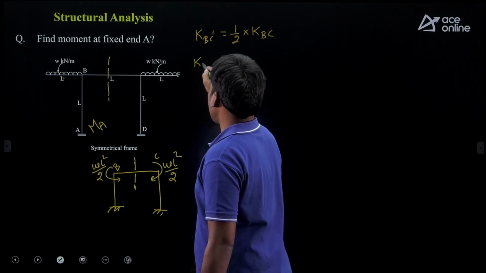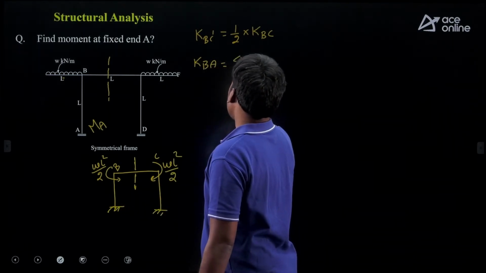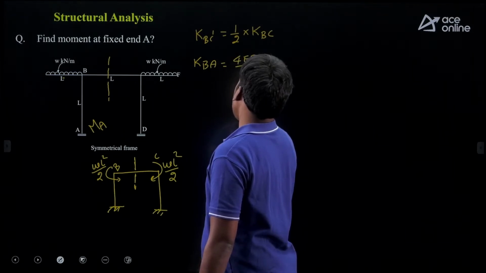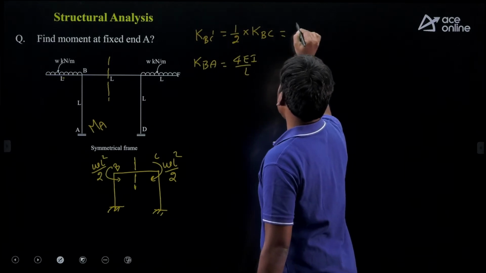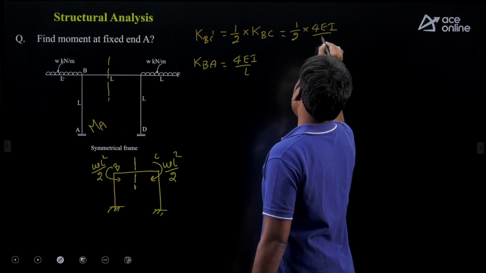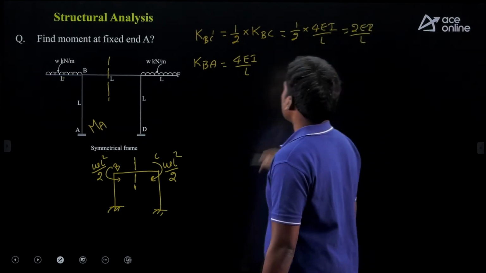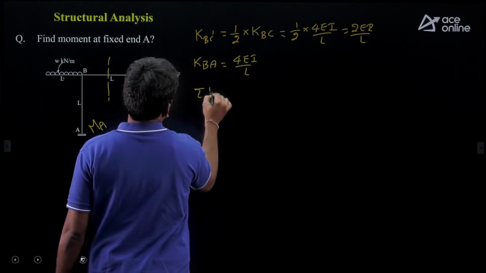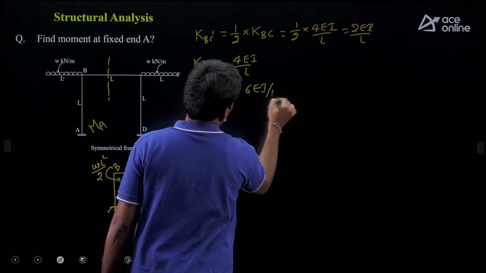Then what is the stiffness for member BA? The far end is a fixed support, so 4EI by L. The far end is a rigid joint, 4EI by L, and this is half of 4EI by L, so this is 2EI by L. Then what is the total stiffness at joint B? The total is 6EI by L.